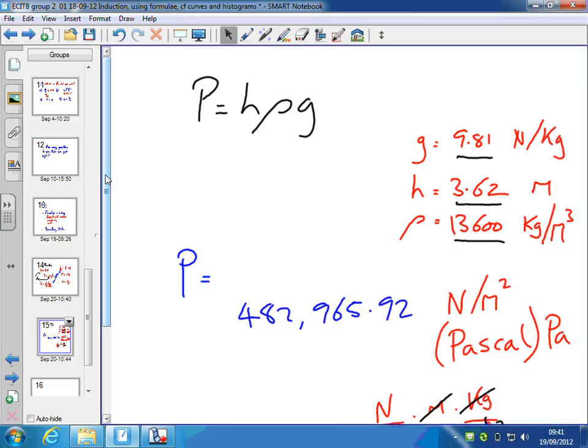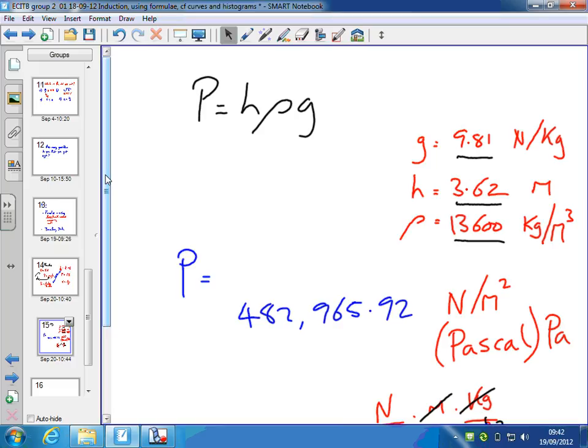If this was not measured in meters but in centimeters, what would I have to do? Change it into meters. Okay. If this was not measured in kilograms but grams, I'd have to change it to kilograms, because that's in kilograms. The units must be consistent.